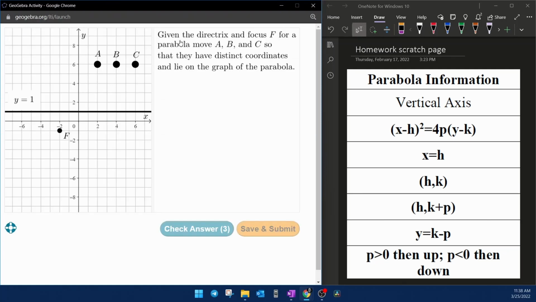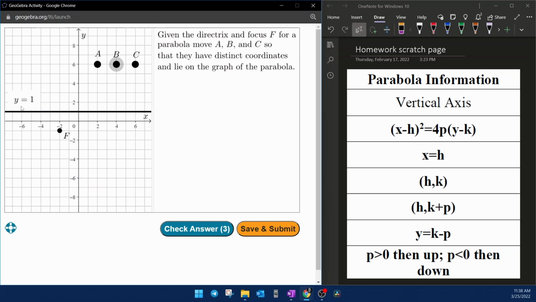And it says, given the directrix and focus F for a parabola, they want us to move points A, B, and C so that they have distinct coordinates and lie on the graph. Distinct means that you can't place one dot on top of the other one. They have to be three separate points.